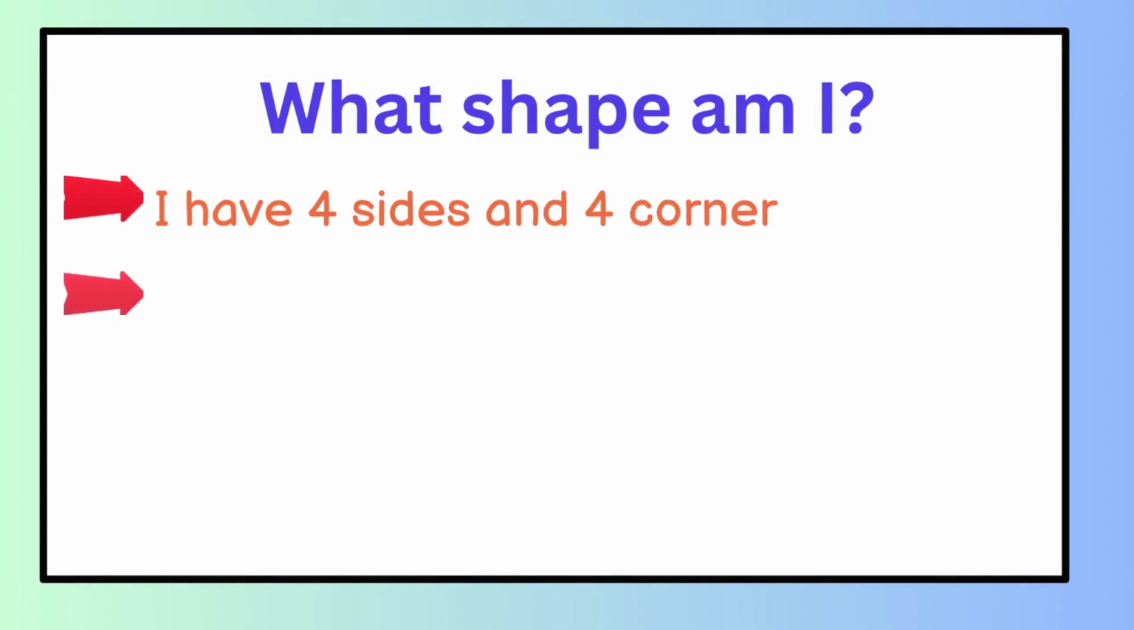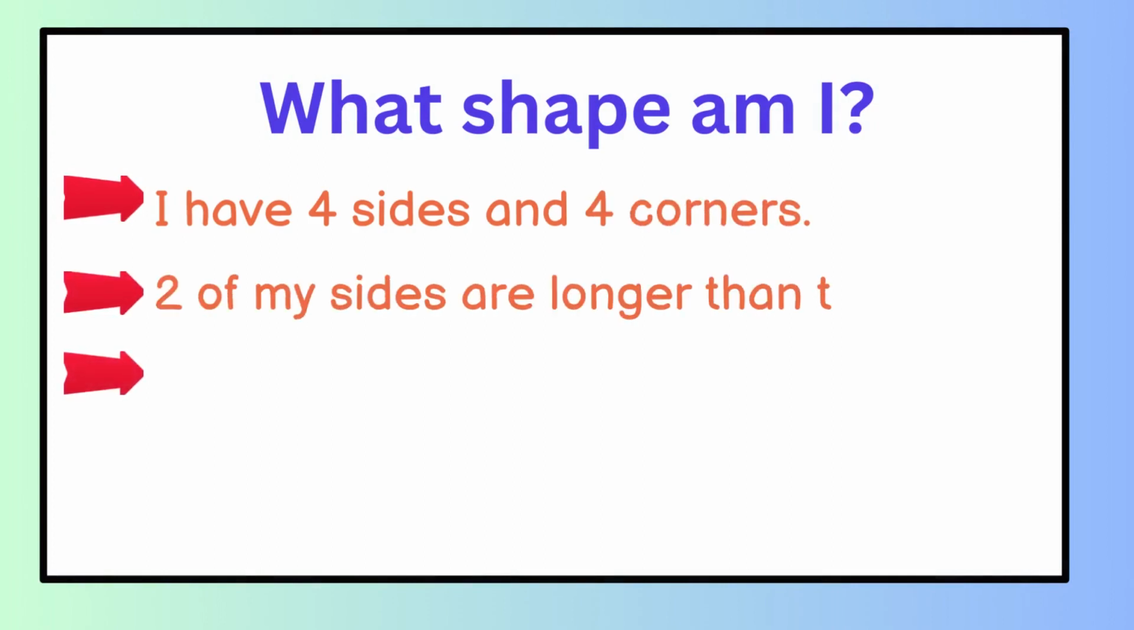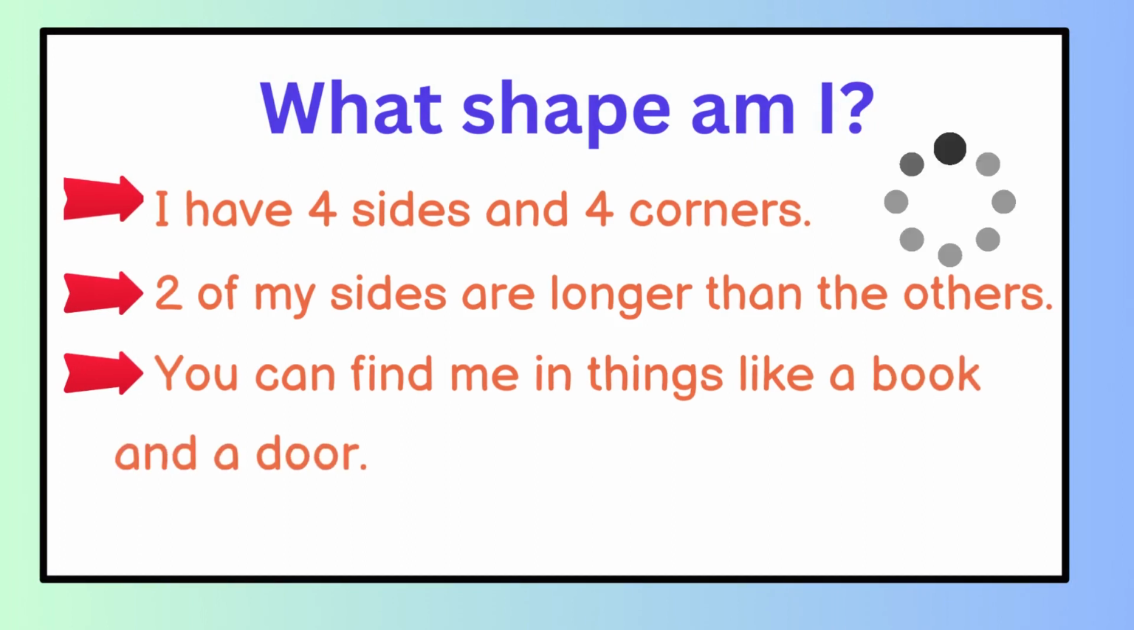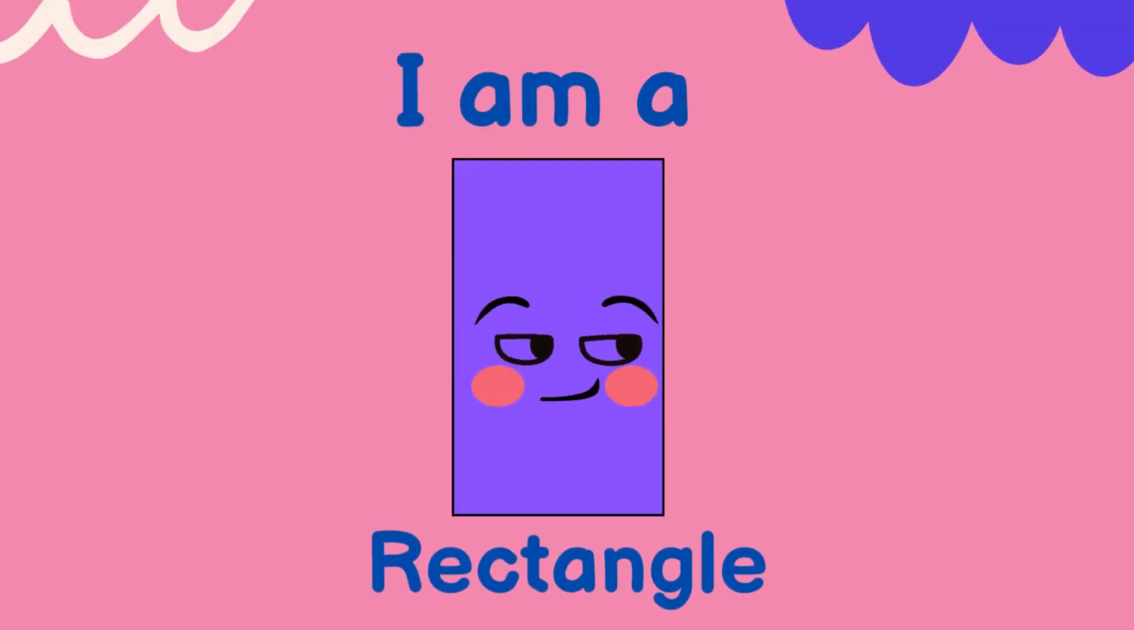What shape am I? I have four sides and four corners. Two of my sides are longer than the others. You can find me in things like a book and a door. I am a rectangle.